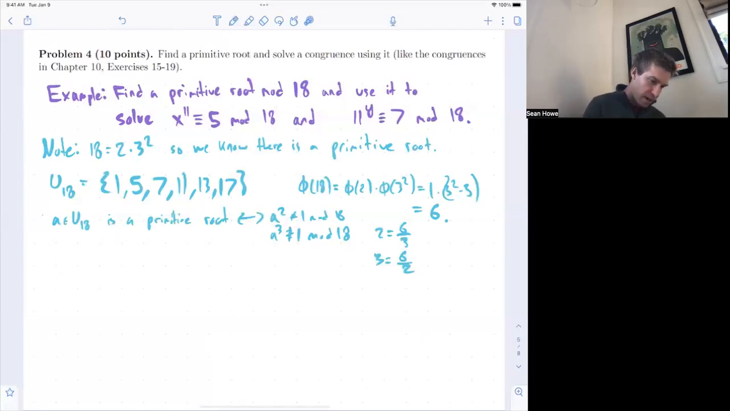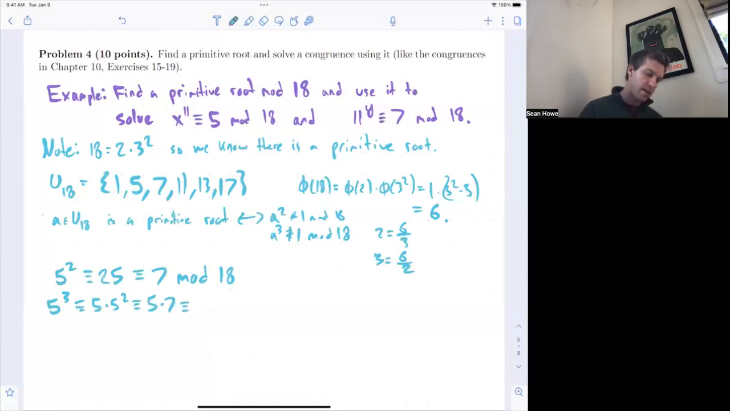Okay, well, 5 squared is congruent to 25, it's congruent to 7 mod 18. Good. So then 5 cubed, well, that's 5 times 5 squared. So that's 5 times, since 5 squared is 7, that's 5 times 7, which is 35. And that's 17 mod 18. Okay, neither of those are 1 mod 18. So 5 is a primitive root.